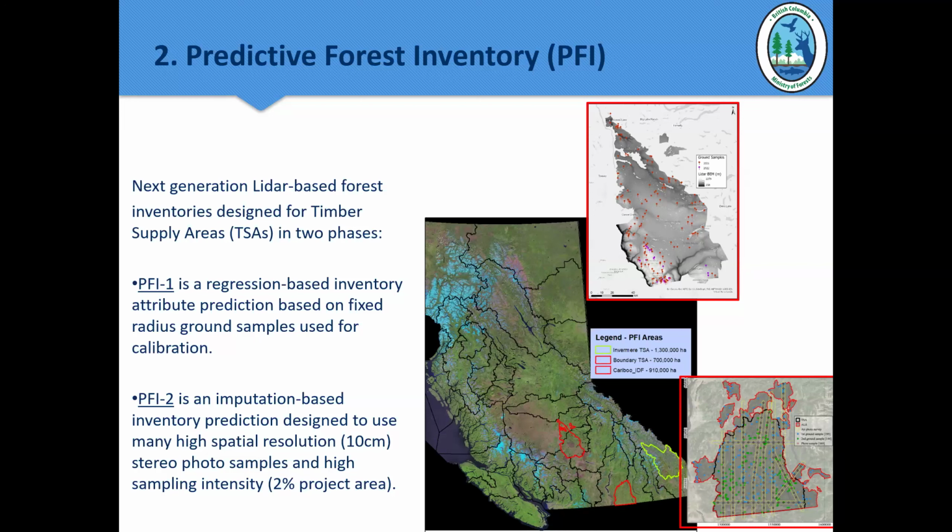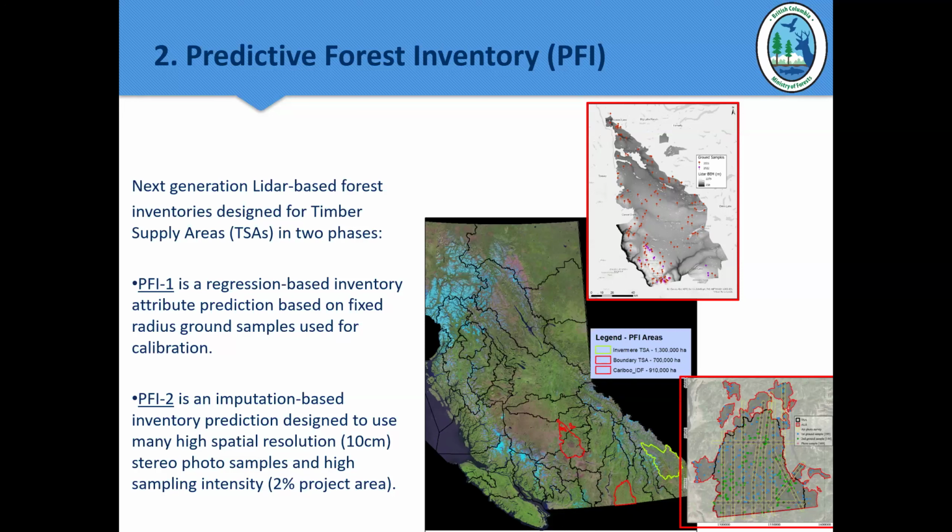The PFI1, as we're calling it, is a regression-based inventory attribute prediction based on fixed radius ground samples used for calibration. So it's a typical enhanced forest inventory that is common to everyone on the call here. To get at both species and age, which are still tough to model in a regression-based approach, we're doing an imputation-based inventory prediction designed to use many high spatial resolution stereo photo samples and with a high sampling intensity over the project area.